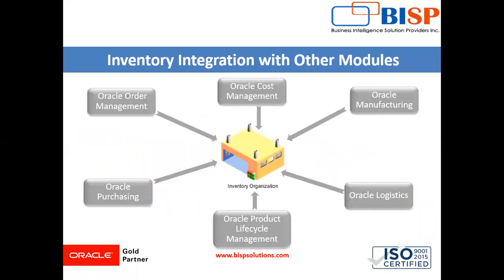This is the inventory integration with the other modules. We have different modules in Oracle, like purchasing, order management, cost management, manufacturing, logistics, and product lifecycle management. All are modules connected with the inventory organization. We'll see them in our upcoming sessions. Oracle purchasing performs the purchase order. You can place the purchase order and create the goods receipt note under purchasing. You can place the sales order and book the sales order in order management, then pick release, ship confirm, and sales return. You can perform the sales return in order management and the purchase return in purchasing.